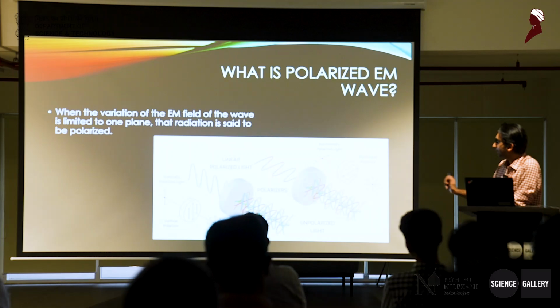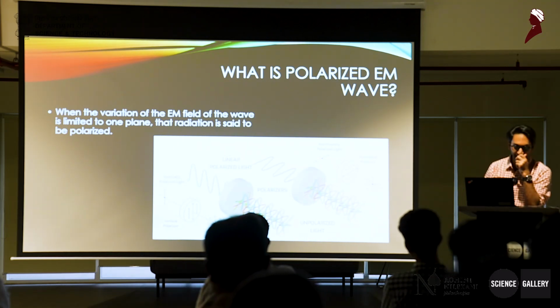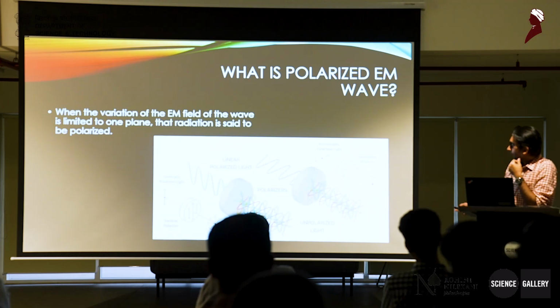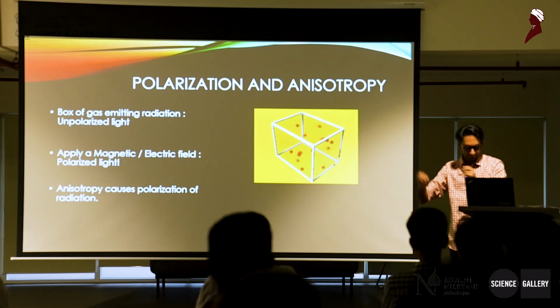I'll get to an example of where we use it in a second, but a little more about polarized radiation. How do you produce polarized radiation? Like I mentioned earlier, I have a bunch of electrons moving up and down.